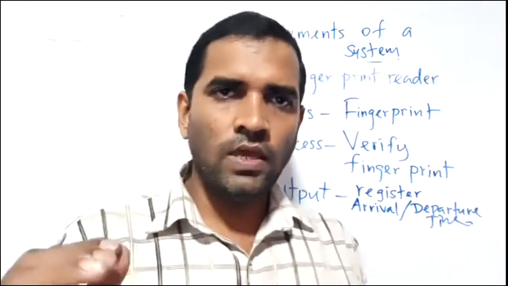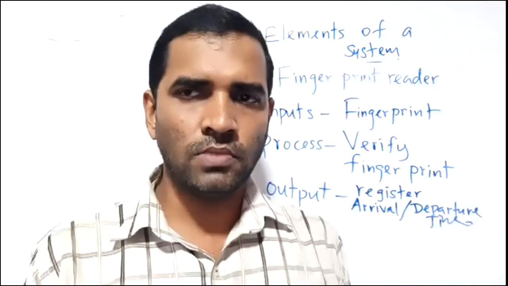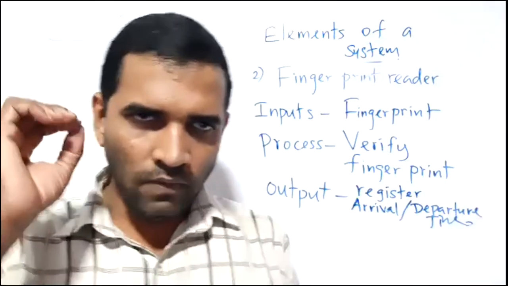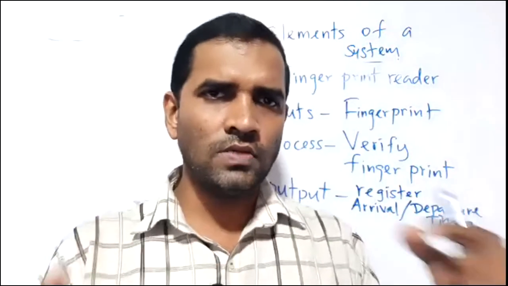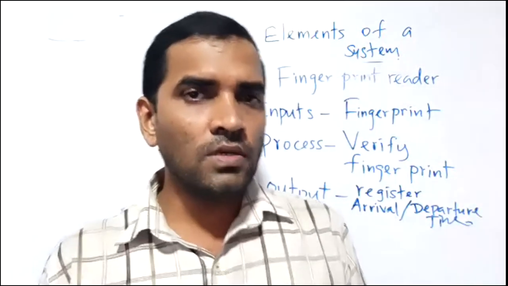So the fingerprint reader is also one of the systems because it has inputs, process, and output. Got it? So every system has, as elements, inputs, process, output. These are the three elements found in all systems, whether it is a human being or a school. Even a school is a system, right? So you shouldn't think that a school is an organization that can't be considered a system.